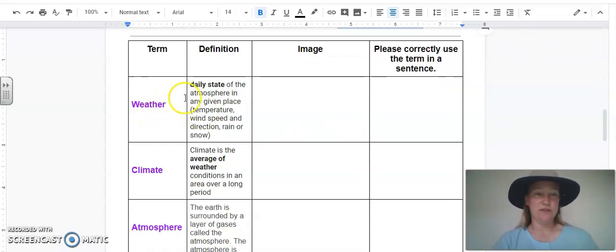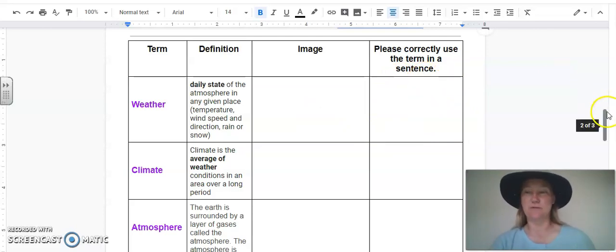So weather is daily. On Monday it's going to rain, something like that would be an example of weather. It's the daily state of the atmosphere in a given place, like in Lakewood, Colorado. This is what it's like outside today. This can include things like temperature, wind speed, and wind direction. Also if it's raining or snowing, something like that. So I'd like you to find an image showing weather, the day-to-day state of an atmosphere, and then use that term in a sentence, please.